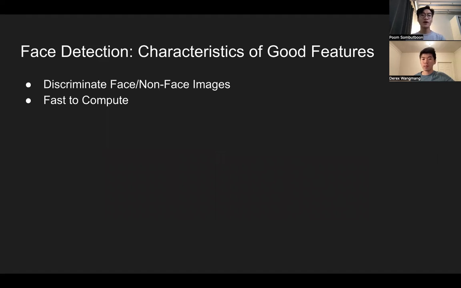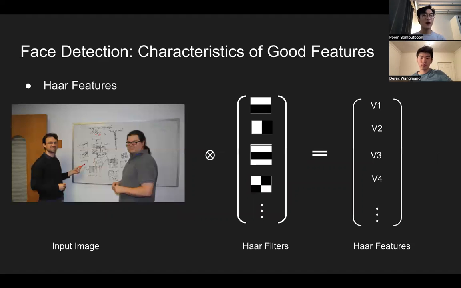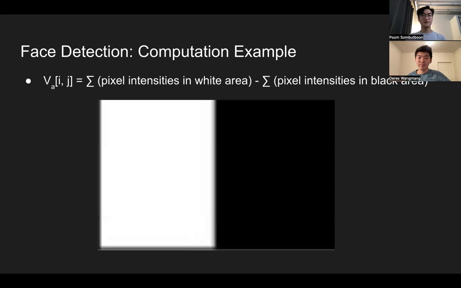Now, the question is, what are the good characteristics of those features? Good features obviously need to be able to discriminate between face and non-face, and they should be able to be computed really fast. The answer to what would be good features is the Haar features. The Haar features can be computed by Haar filters, which you can see here. We might have learned in class that the first two squares in the top row are for edge detection, and the third one is for line detection. Derek will explain more about how we calculate these Haar features.